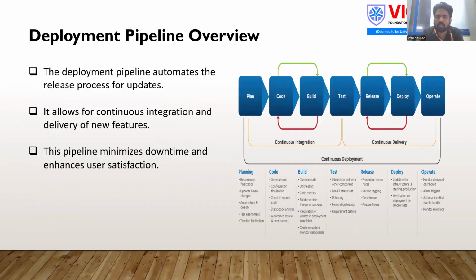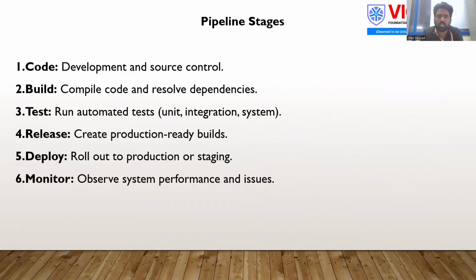So the first one is plan. So what are the requirements for the finalization, updations, new changes, architecture designs, task assignments, timeline finalization. These are all done in the plan. Second one is code development and source control, where the entire website's algorithm will be done by coders. So we call them developers.